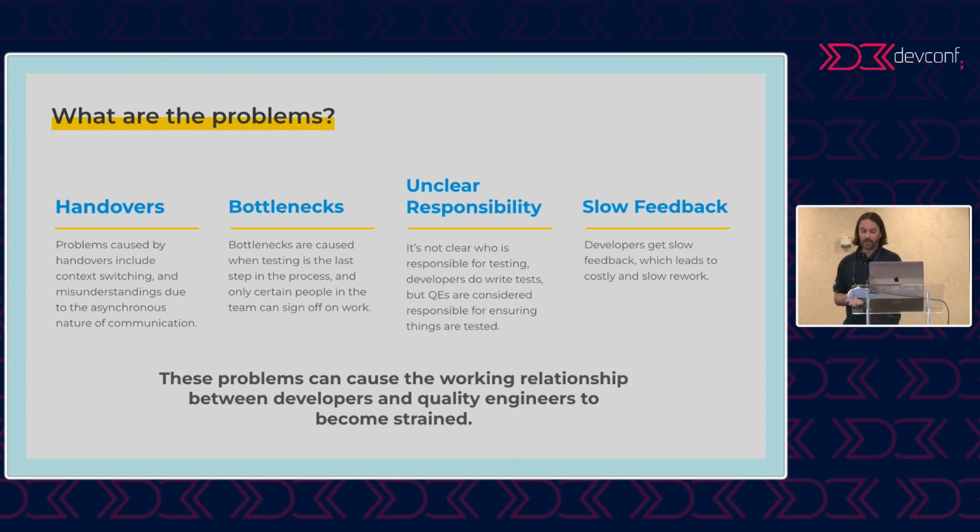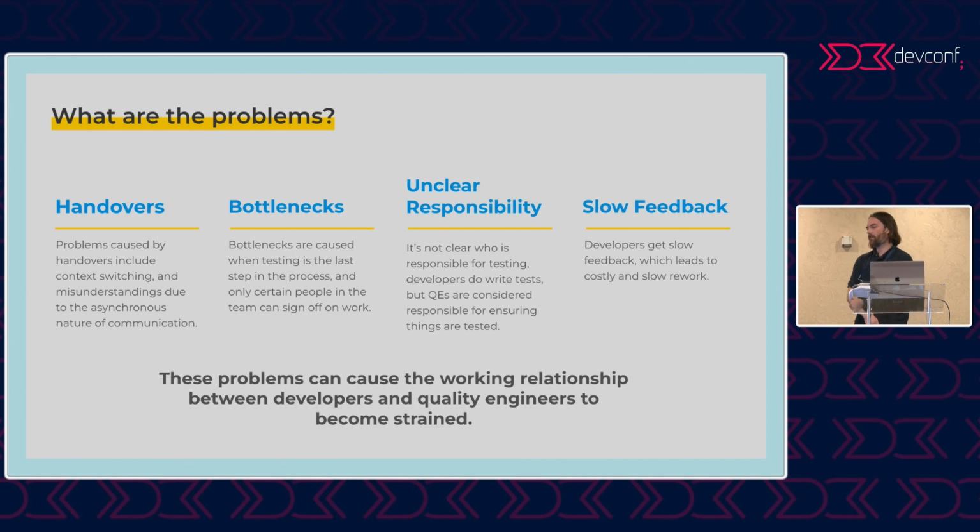Moving on to unclear responsibility. Many developers write tests these days. Most do, I think, and we all do some testing on our work. But then quality engineers are considered responsible for ensuring that things are tested. So, who is actually responsible when there's an issue in production? Was it the developer who maybe caused the problem and didn't notice it themselves? Or was it the quality engineers who were testing the work and didn't find it as they were supposed to? So it's really unclear who's actually responsible in this situation.